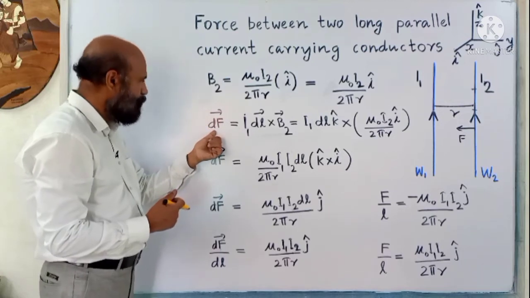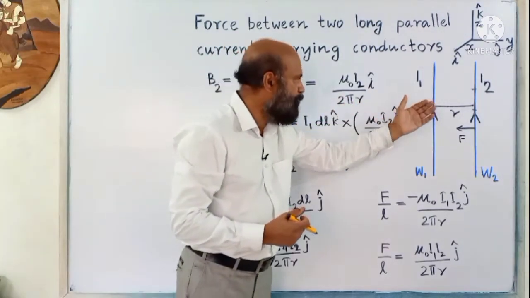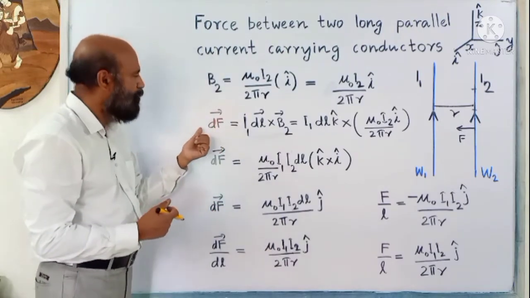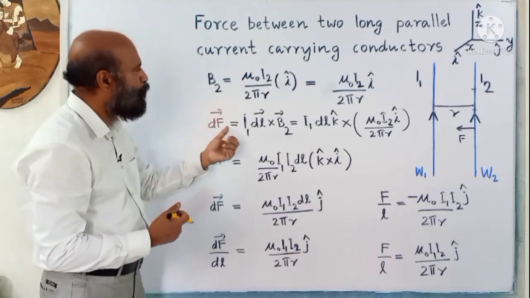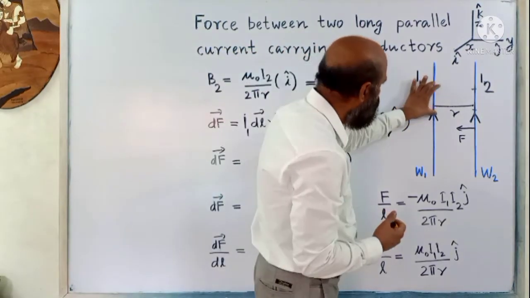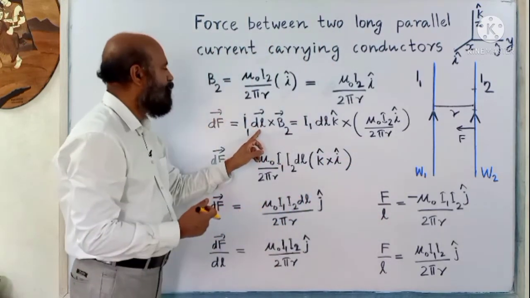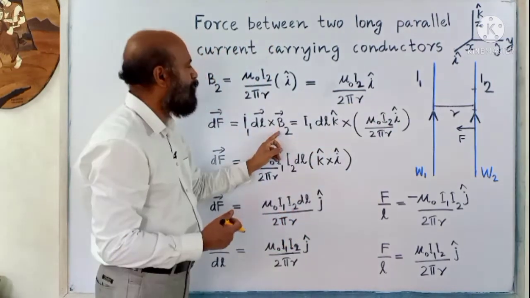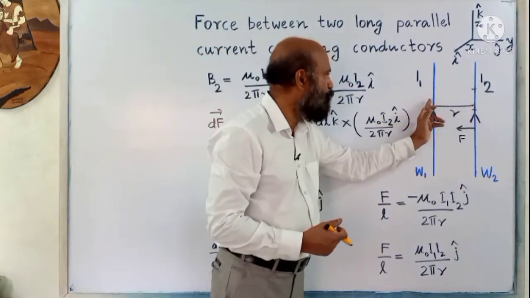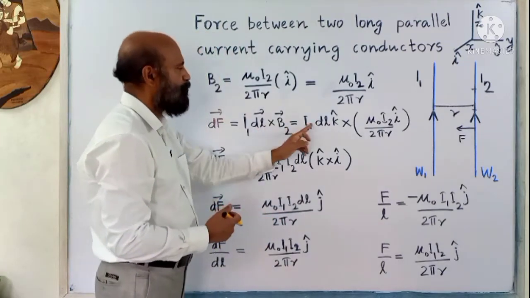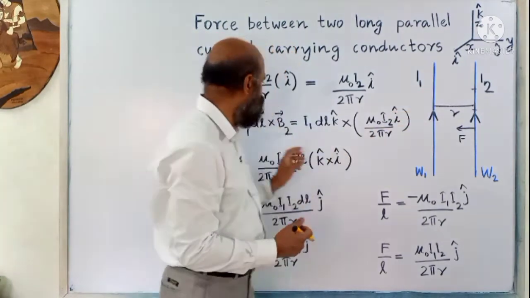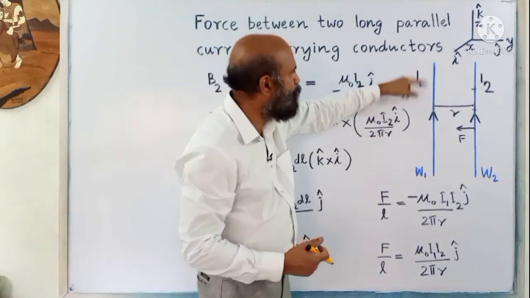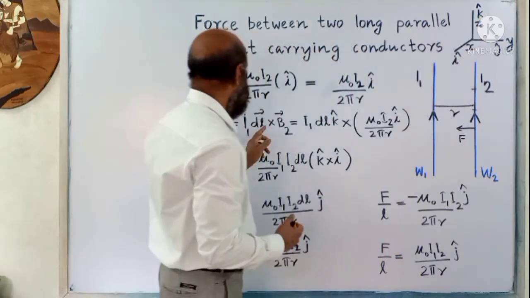Then this conductor will experience a force. That can be got from the relation dF vector. Consider a small elemental length current dl vector, then I1 is the current in this conductor, and the magnetic field here because of this current is B2, directed outward. So dl vector can be written as dl k cap, because it is directed along the positive z-axis, k cap.